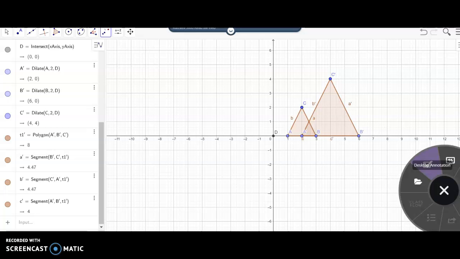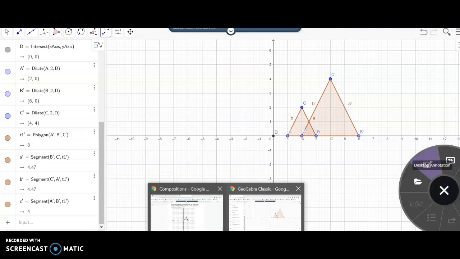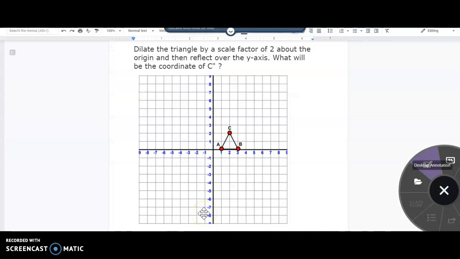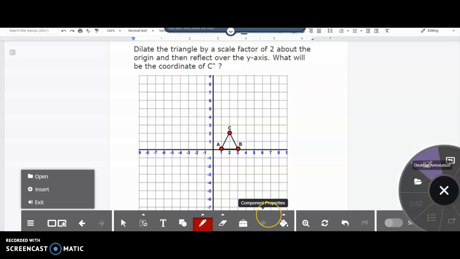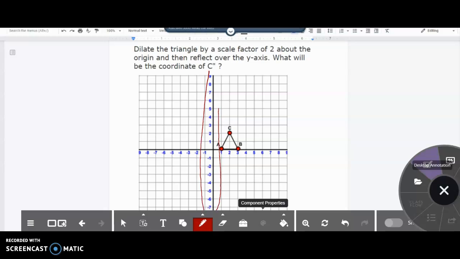So now, after I've dilated already, now it is telling me to reflect over the y-axis. Reflect over the y-axis. Okay? So now, remember the y-axis is, let me take a screenshot to remind you what the y-axis is. Okay? This is the y-axis. So it will reflect on the y-axis.